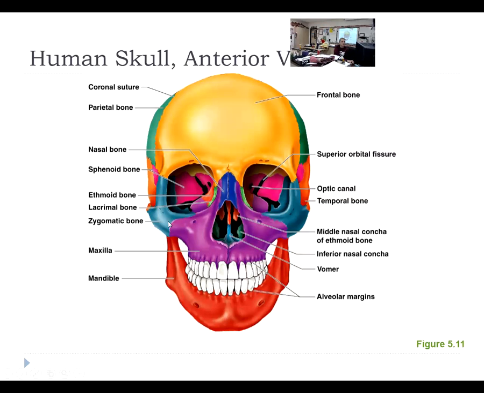Lacrimal, and then the nasal, or you've got the maxilla and then the nasal in front of that. So zygomatic bone, again, that's the cheekbone. Maxilla, top jaw. Mandible is the bottom jawbone. Frontal, temporal bones on the side.